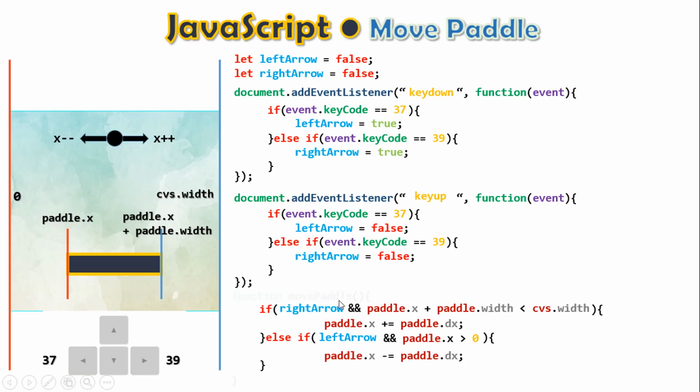Now I will put this inside a function called movePaddle. The movePaddle function will go inside our update function, not inside our draw function, because we are not drawing anything here.